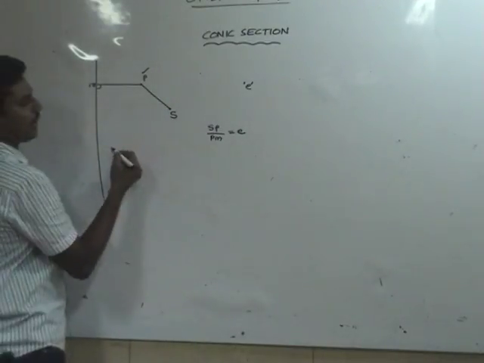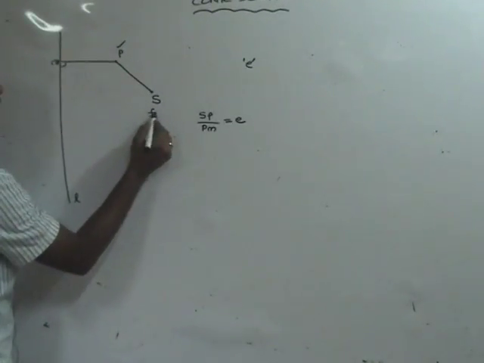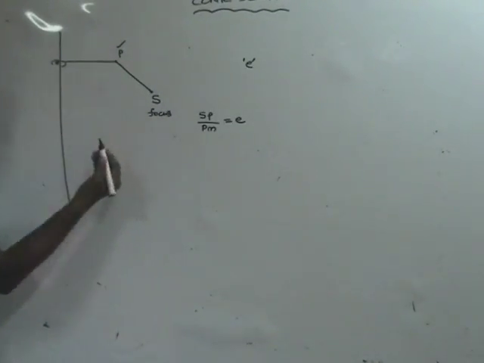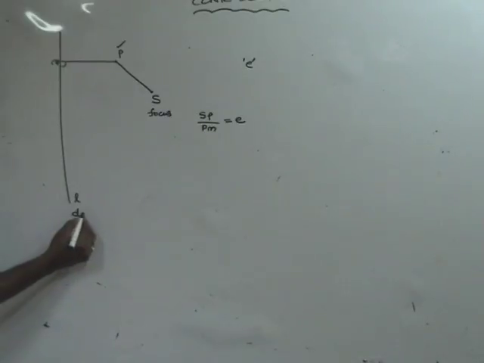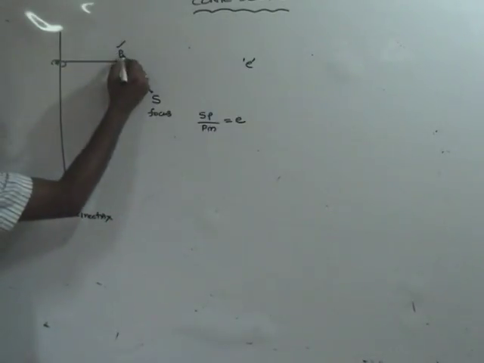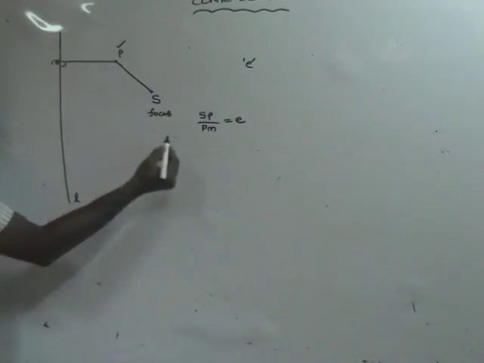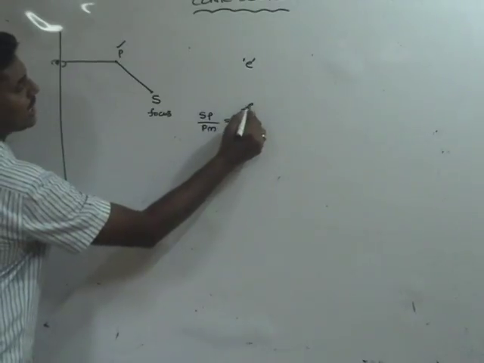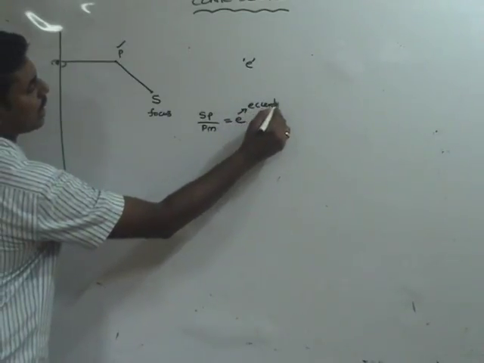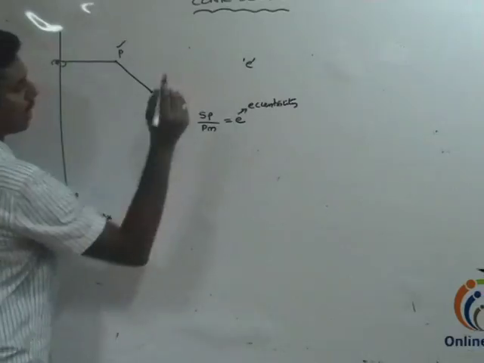Now here in this definition, this fixed point is called the focus of the conic, and the fixed line is called the directrix of the conic. This is any point that lies on the locus, and e is called the eccentricity of the conic.